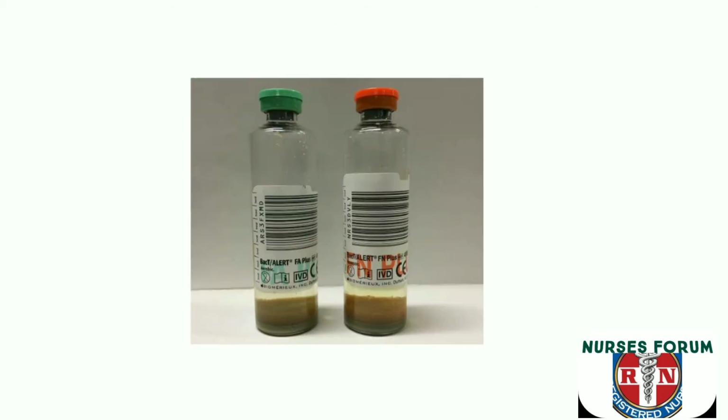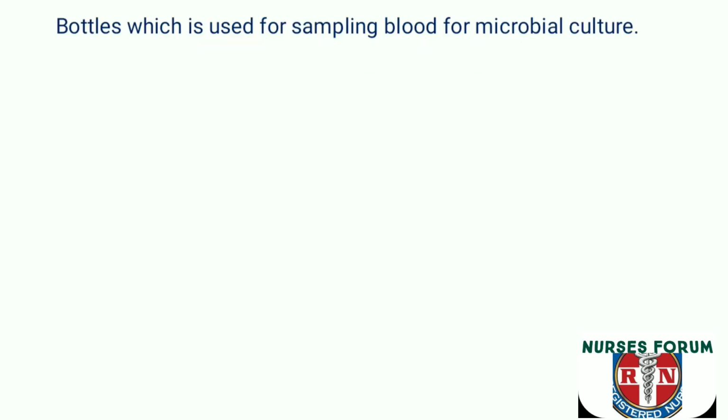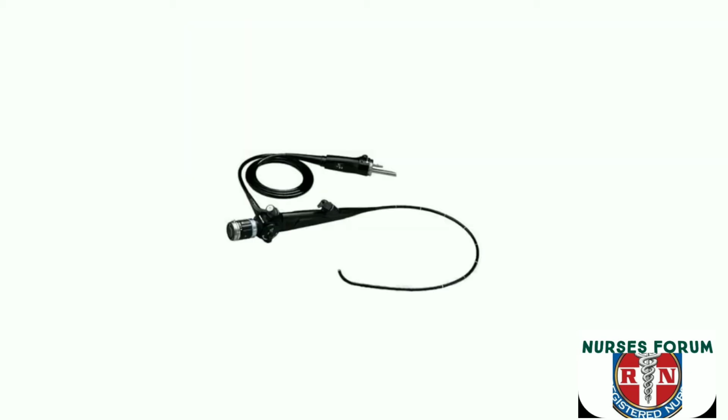We can see the next image. The bottle shown in the picture is used for what? Right answer is blood culture bottle. This bottle is used for sampling blood for microbial culture. We can move to the next image.